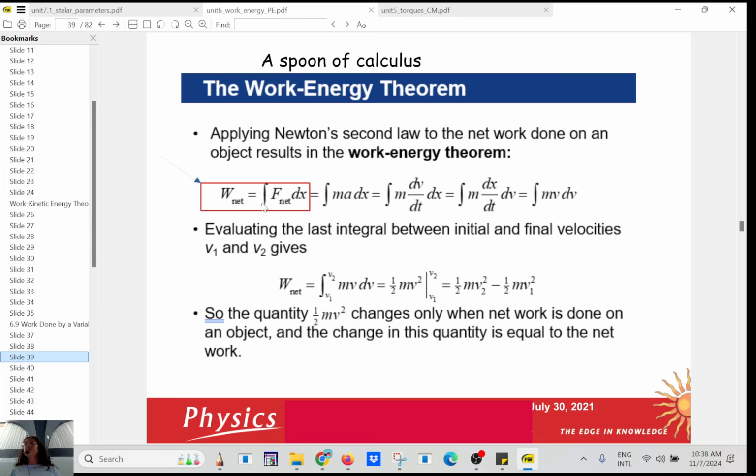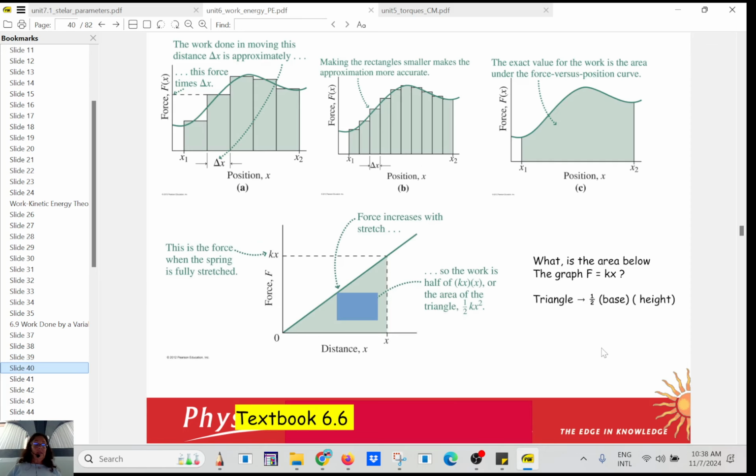So even though you take the integral because the force is changing with position, you can show using a little bit of calculus, not much, that the net work will be equal to the change in kinetic energy. Okay, you don't need so much calculus to show that. Okay, so we did that.